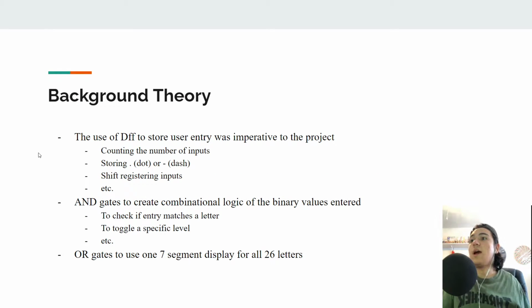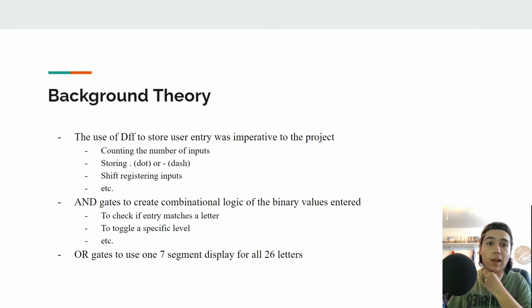So for background theory, I used a lot of D flip-flops in my project. For counting the number of bits entered, D flip-flops were very important, because some Morse code values are 1 bit, some of them are 4 bit. So I don't always exactly know which one is going to be more appropriate for the combinational logic in determining whether or not the Morse code value entered is valid or not. It's also very good for storing dots and dashes, storing the inputs that are used. Obviously, it's memory. And then also, I shifted the dots and dashes through my system. I'll show that in my schematic using shift registers.